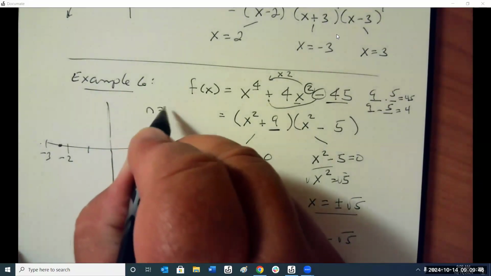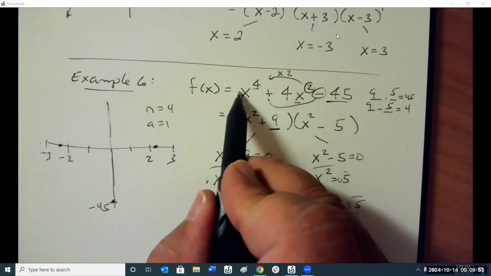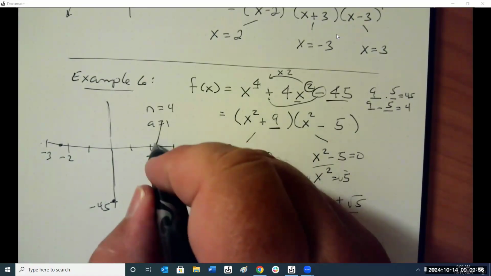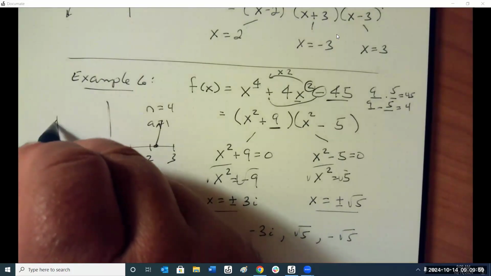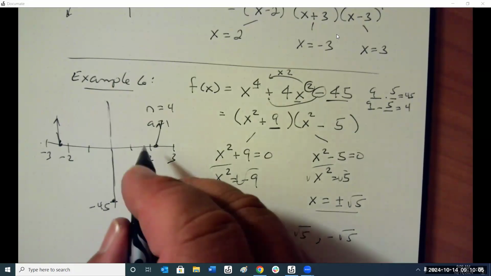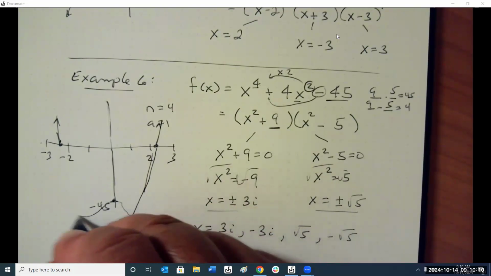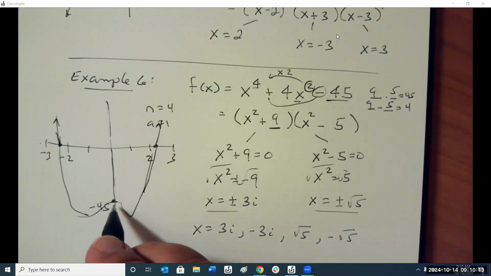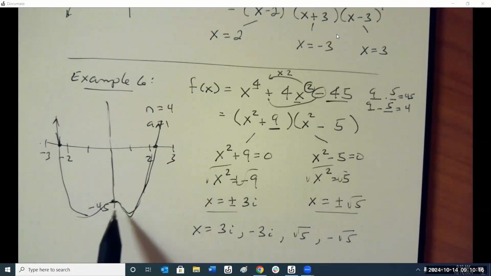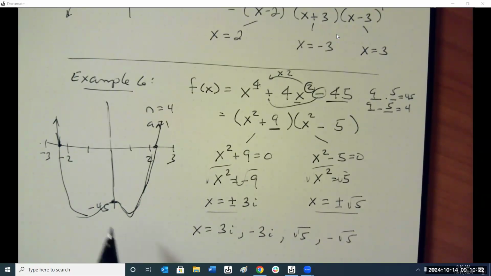Since n is 4 and a is 1, it's an even degree with a positive coefficient, so both ends point the same direction. They both point up. No more x-intercepts. So what this graph is going to look like is something like this. Since the y-intercept is right in the middle of them all, it has to be going back up for it. All right.